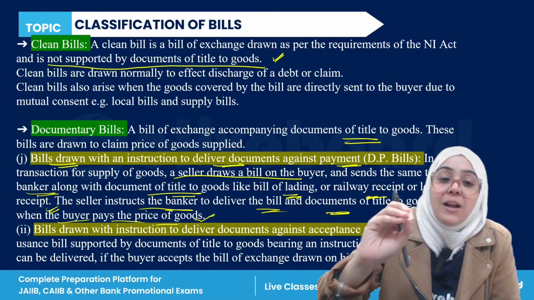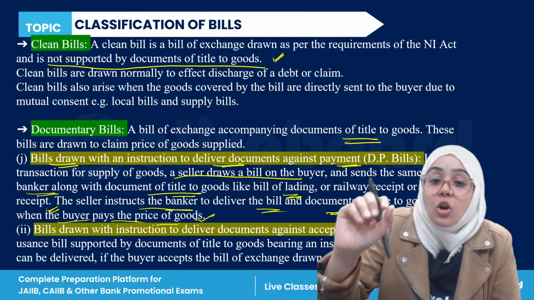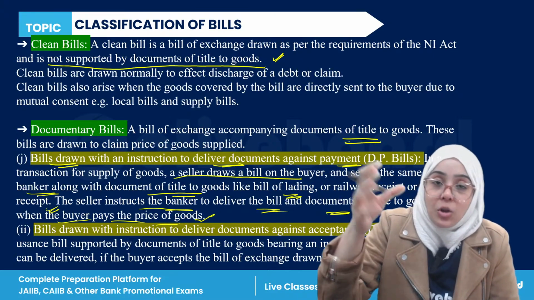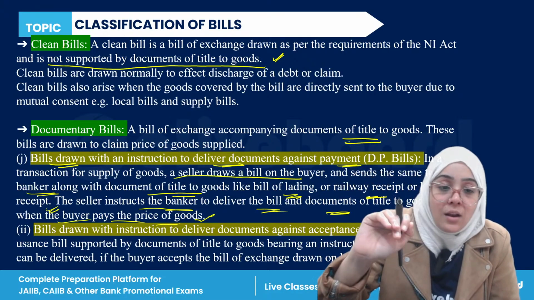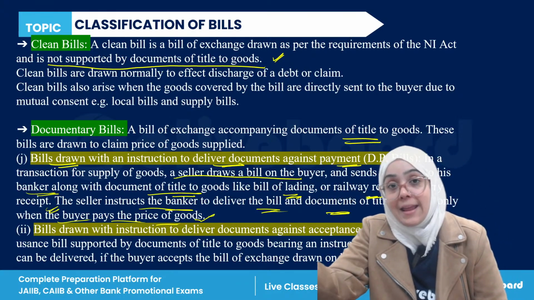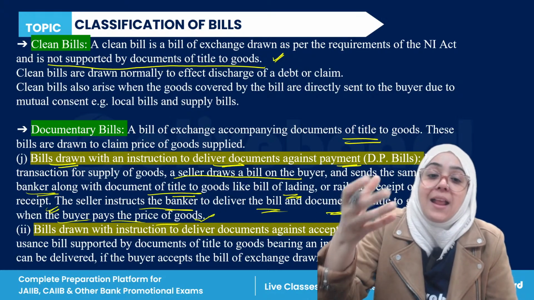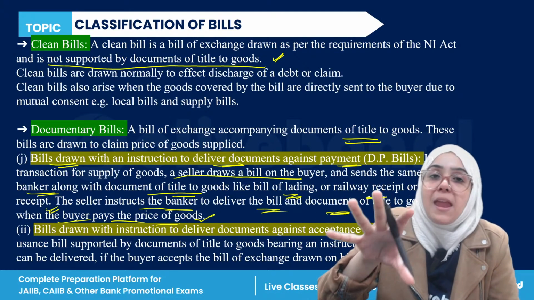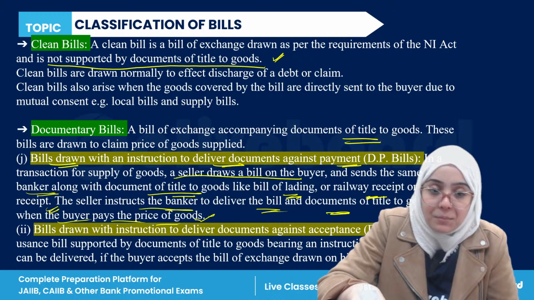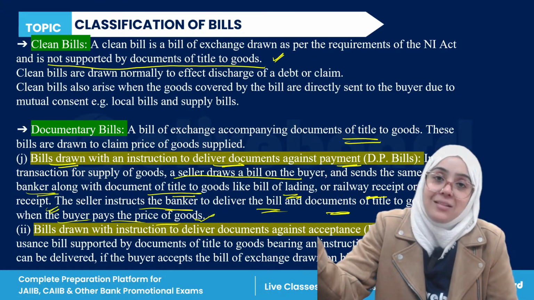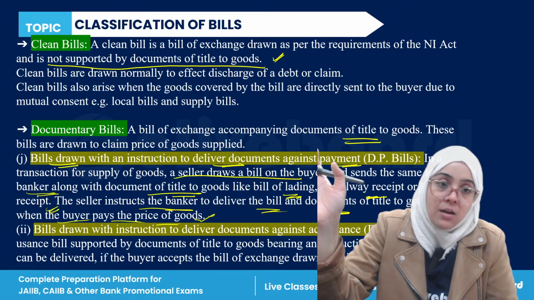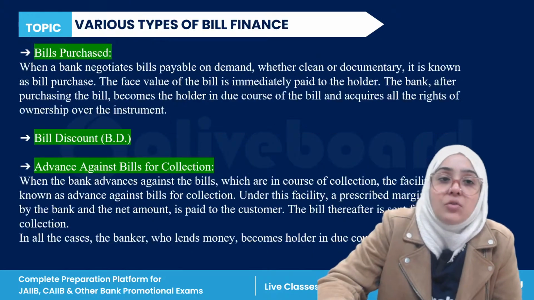Now, second is the bill drawn with the instruction to deliver documents against acceptance. Here the seller instructs the banker that when the drawee accepts the bill, that is, if the buyer accepts that okay, I will be paying for this bill of exchange, then after acceptance you can deliver the documents to the buyer. Clear? So this is the documentary bill.